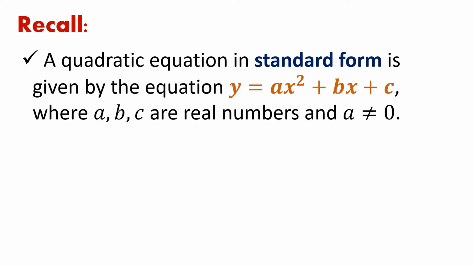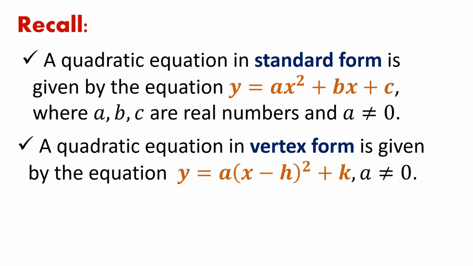Recall that a quadratic equation in two variables in standard form is given by the equation y equals ax squared plus bx plus c, where a, b, and c are real numbers and a is not equal to 0. Meanwhile, a quadratic equation in two variables in vertex form is given by the equation y equals a times the quantity x minus h squared plus k, where a is not equal to 0.